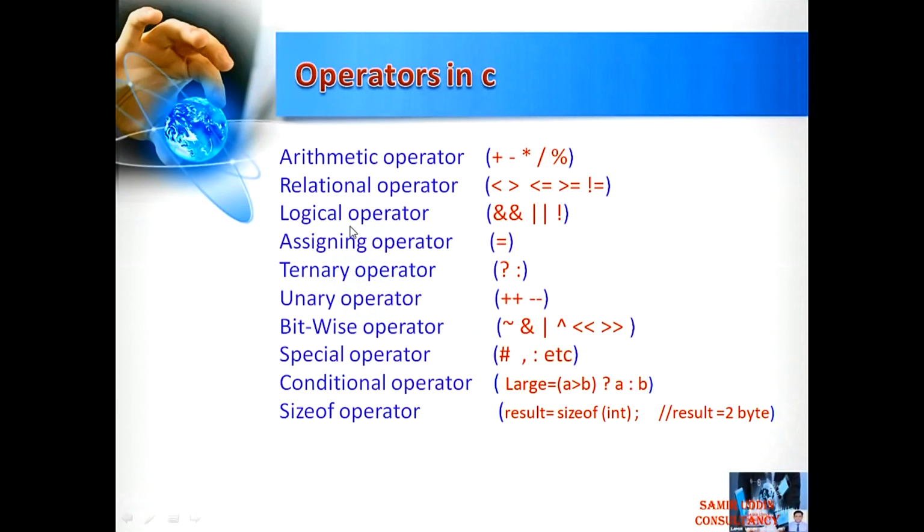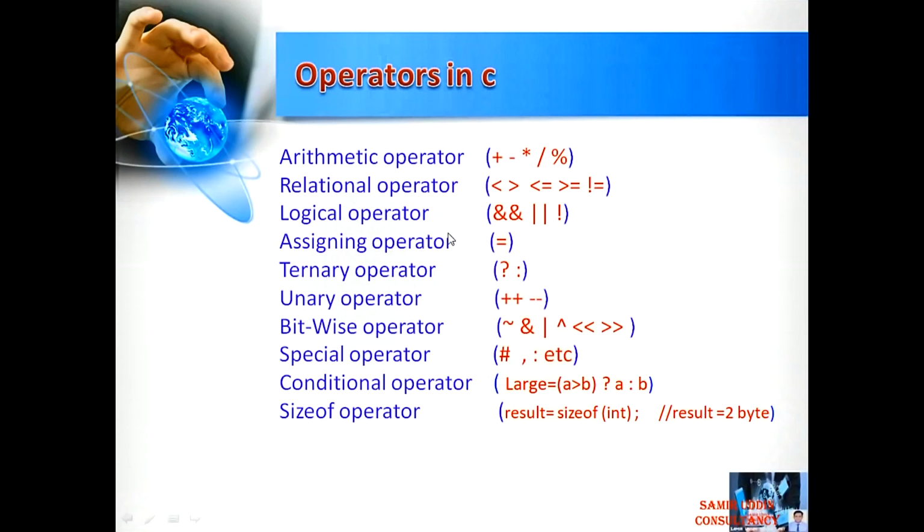Then logical operators. Logical operators are generally used to perform logical AND and logical OR operations. They are used to simultaneously evaluate two conditions with relational operators. Next is the assignment operator, the equal to sign. It is used to assign values to a variable. Then the ternary operator. It is used in a situation where an either-or condition occurs.